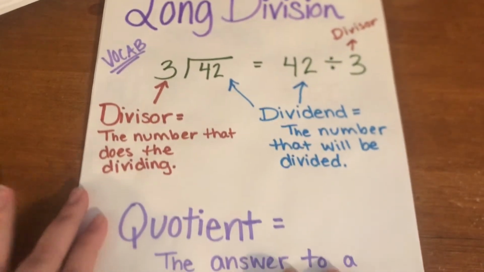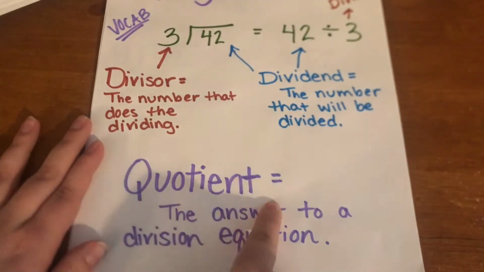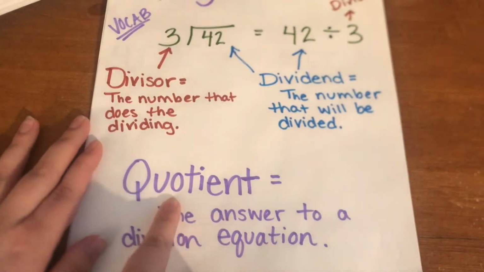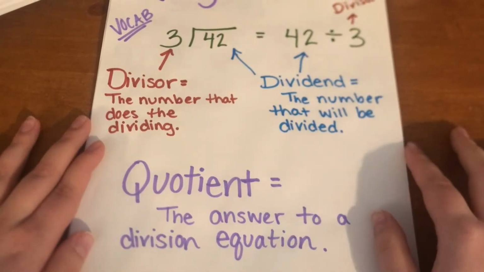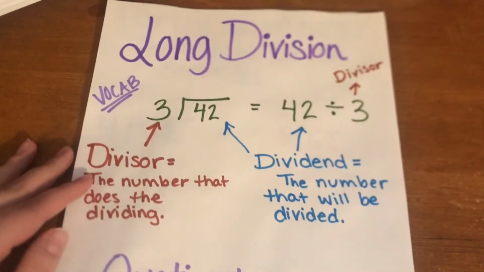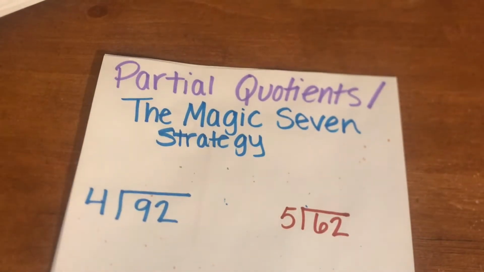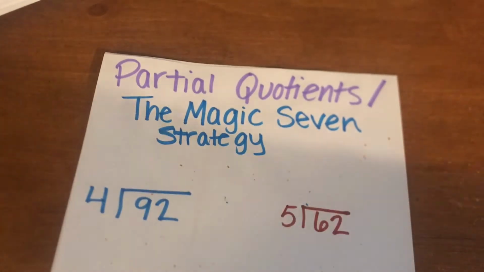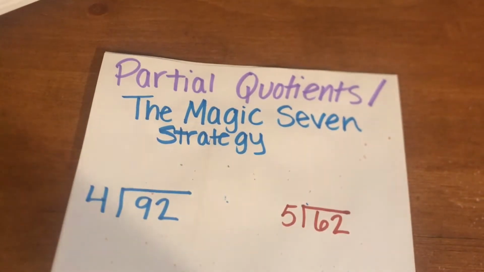And then when you get your answer to a division problem, we call that a quotient. This word is going to be important as we get into today's strategy. So a quotient is the answer to a division equation. All right, so let's get into today's strategy. It's called partial quotients, and it's probably better known to our students as the Magic 7 strategy.